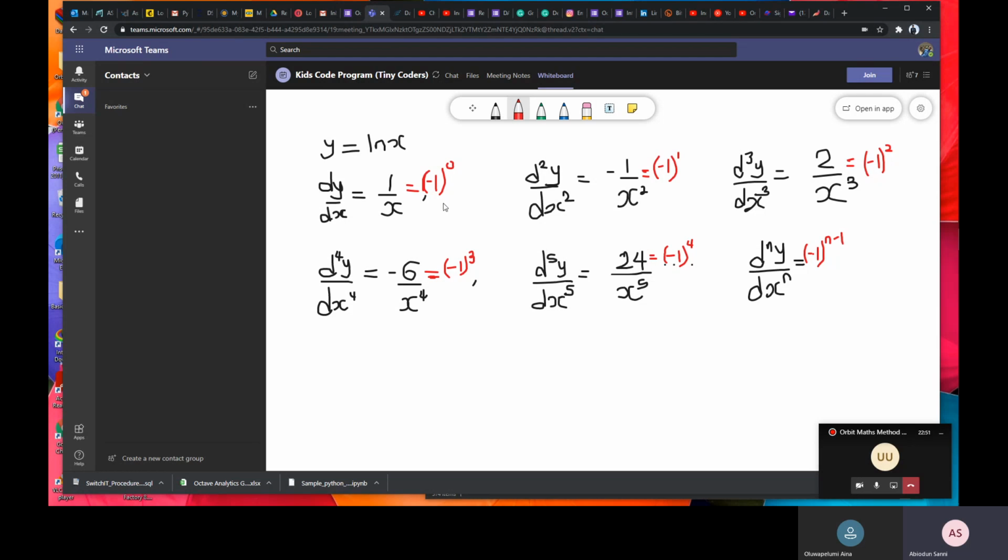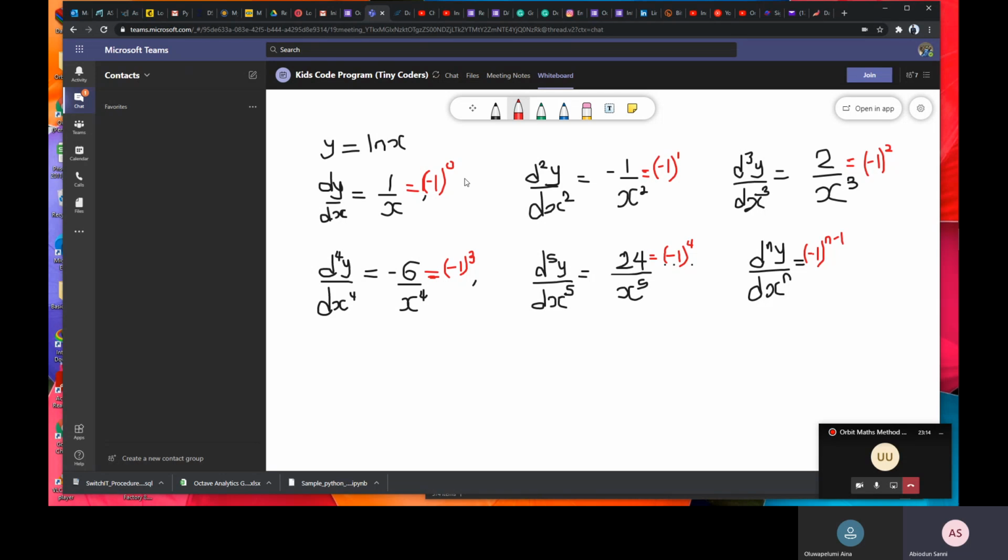Now, another problem we have is the numerators. For the numerator here I have 1. For the numerator here I have 1. But for this one I have 2. This one I have 6. This one I have 24. But there's still a pattern. And the pattern is that this is a factorial pattern.